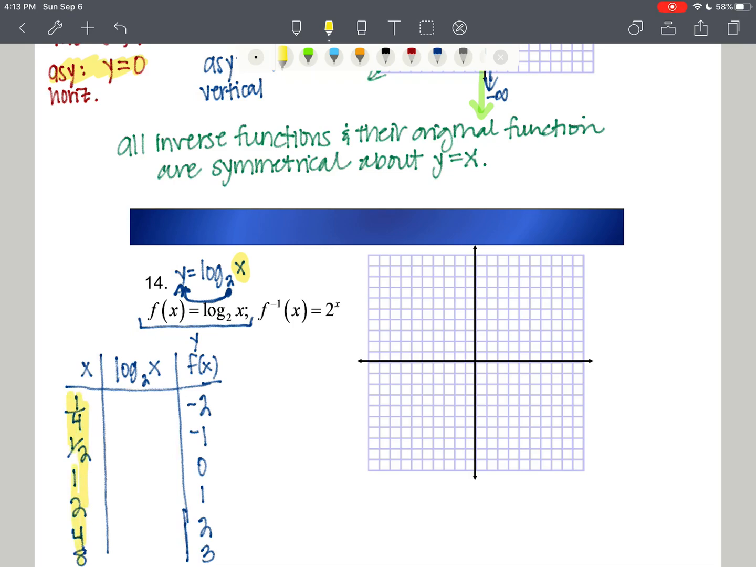And look at what happened there. All of your inputs were greater than 0. So when I put a 1/4 in, we get negative 2 out. When we put 1/2 in, we get negative 1 out. When we put 1 in, we get 0 out. When we put a 2 in, we get a 1 out. When we put a 4 in, we get a 2 out. And then the next number that we can put in is an 8, we get a 3 out.